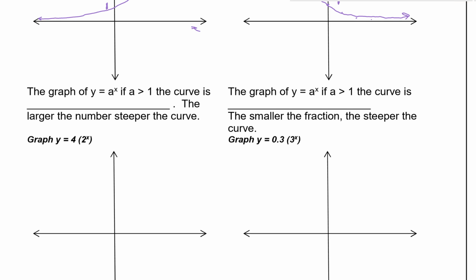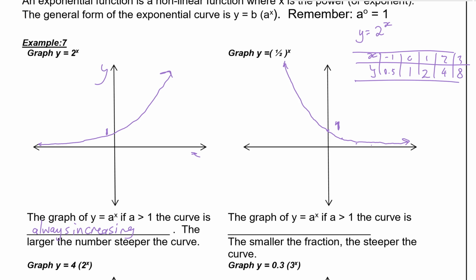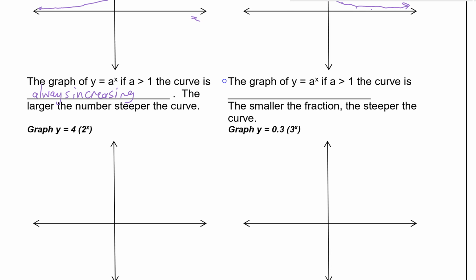Now, if a is greater than 1, then the curve is always increasing, and the larger the number, the steeper the curve. So if I had something like y equals 3 to the power of x, it would still cross here at 1, but it would grow up faster, because 2 squared is 4, but 3 squared is 9. 2 to the power of 3 is 8, 3 to the power of 3 is 27. So it would be much faster.